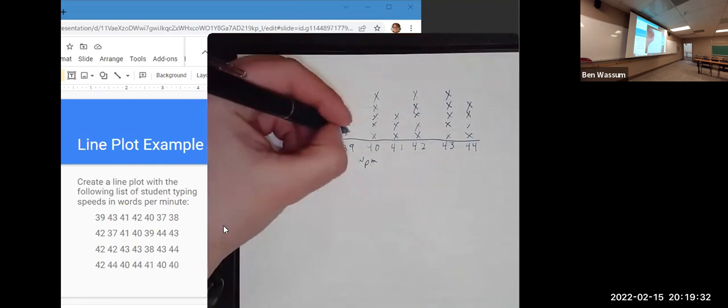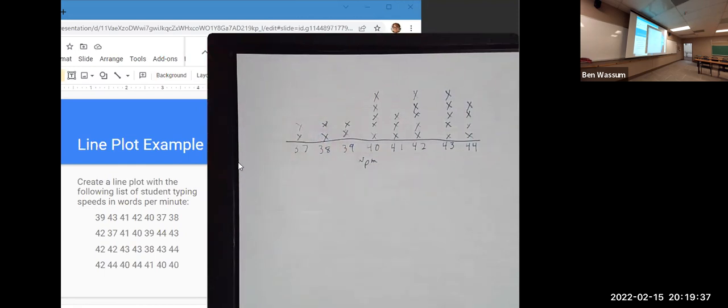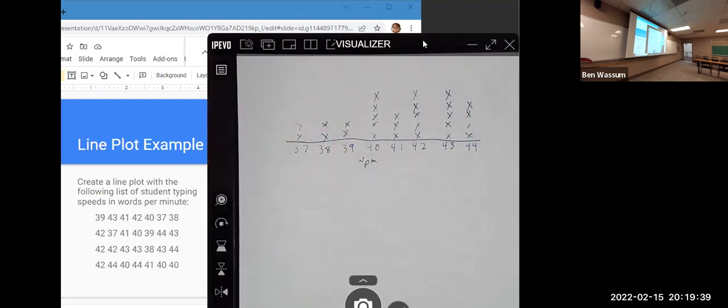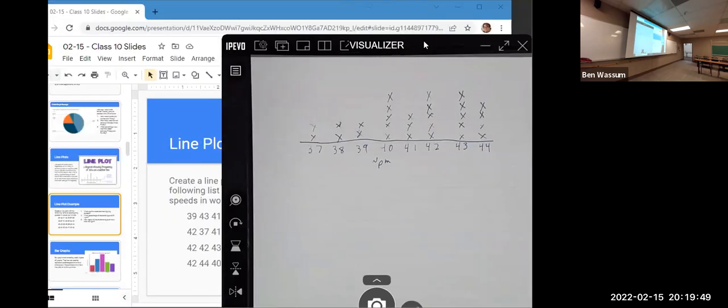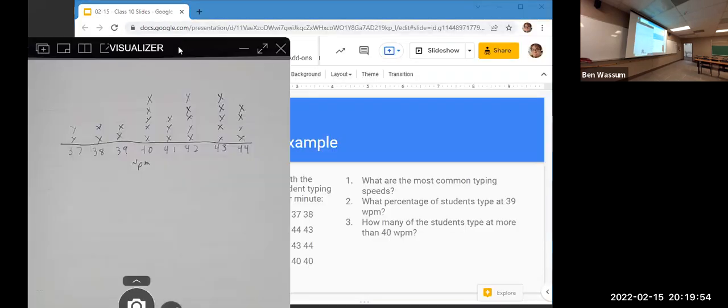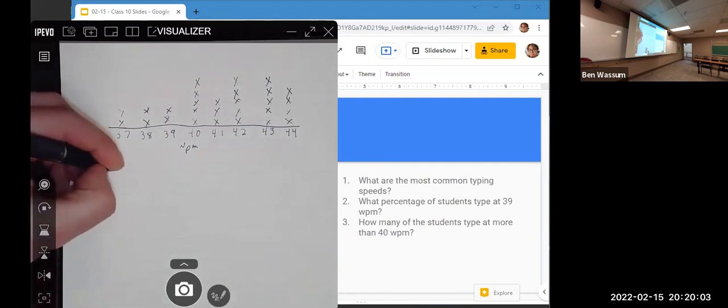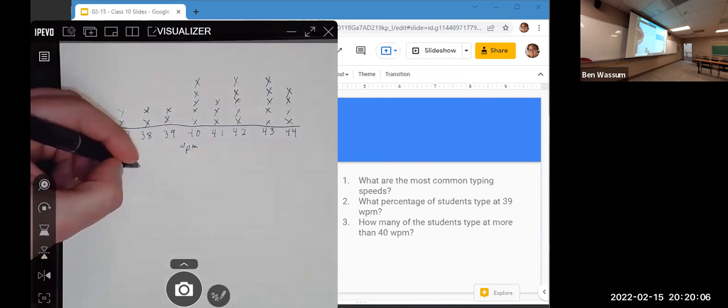Whew. Hideous. All right. So we have our line plot. So let's look at the question surrounding it. So for number one, what are the most common?